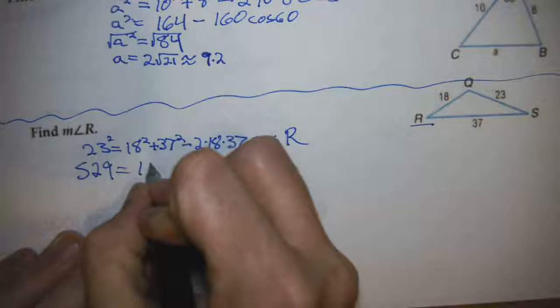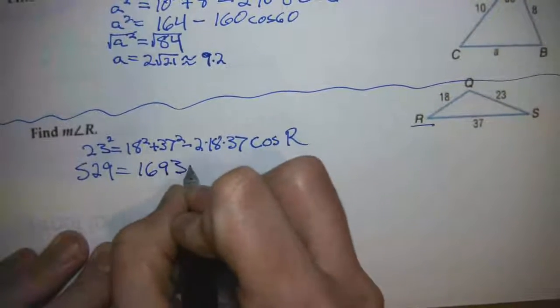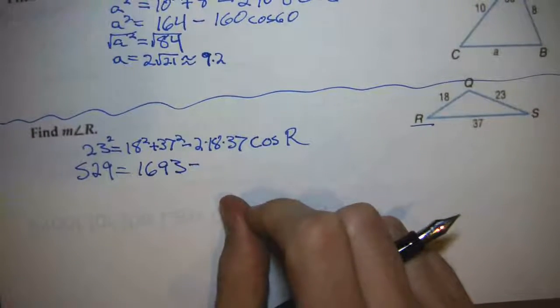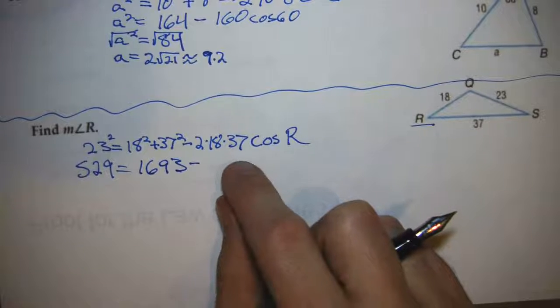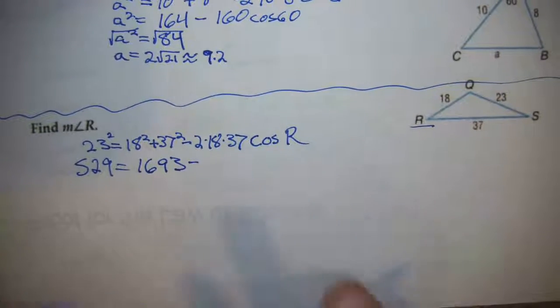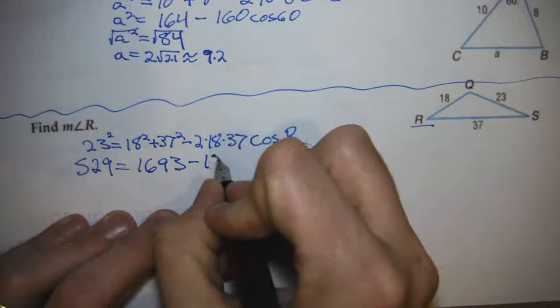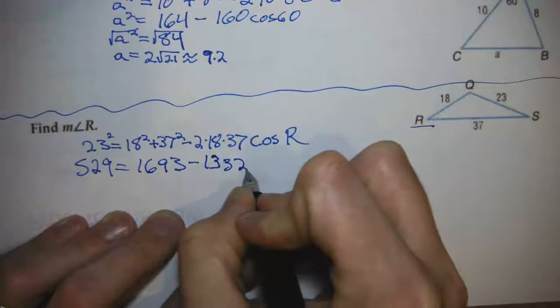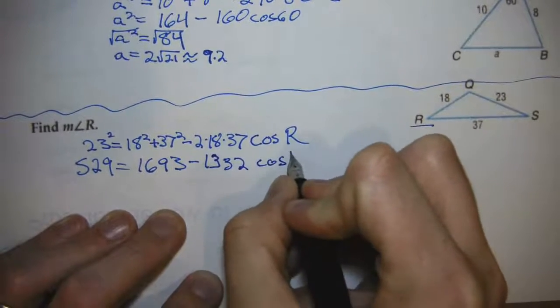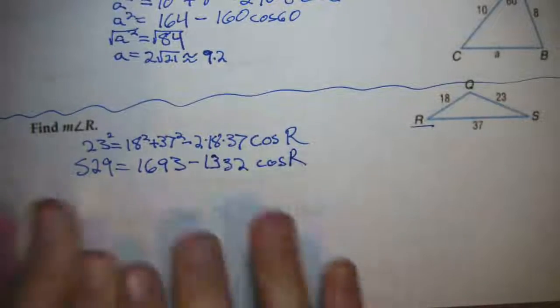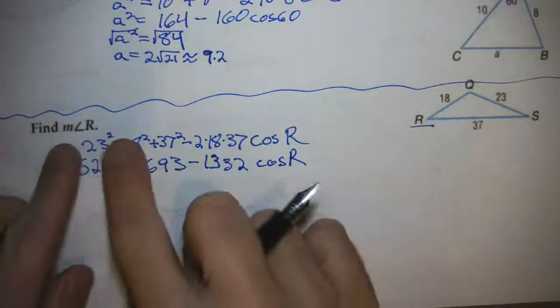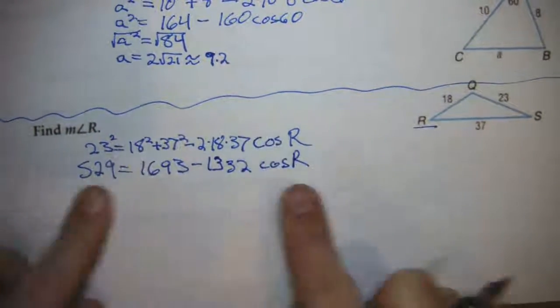So that would give us 1,693, subtract. Let's go ahead and multiply that out. So 2 times 18 times 37. That gives us 1,332, yeah. And then, of course, cosine of R. Now that we're at this point, we typed in just, again, sections, sections, sections, much easier.